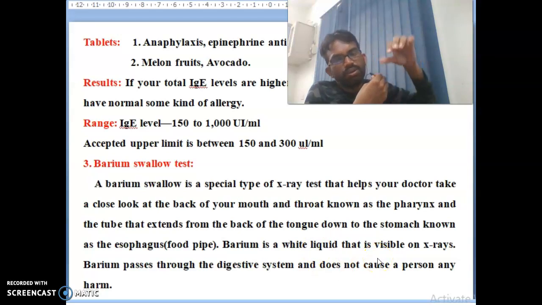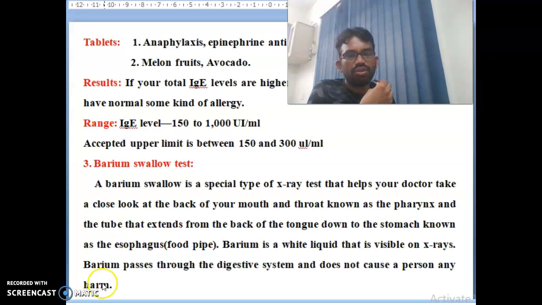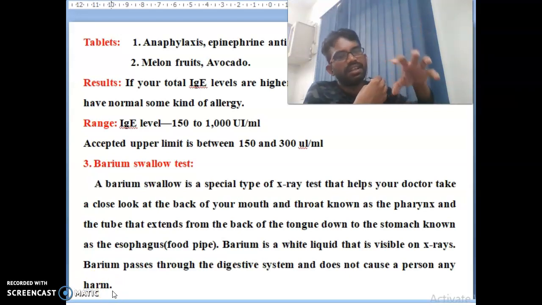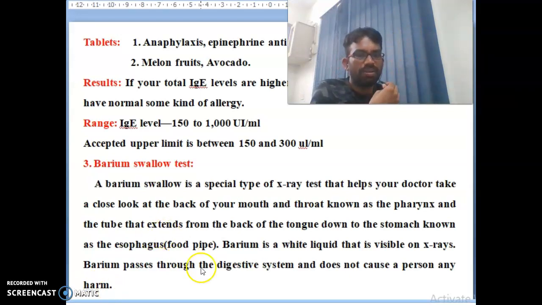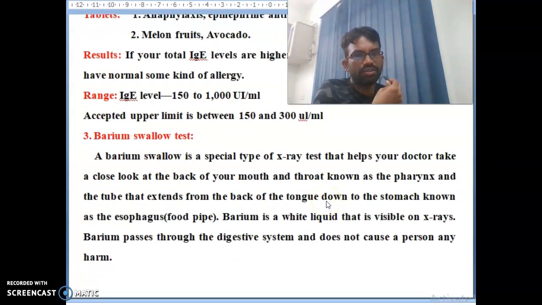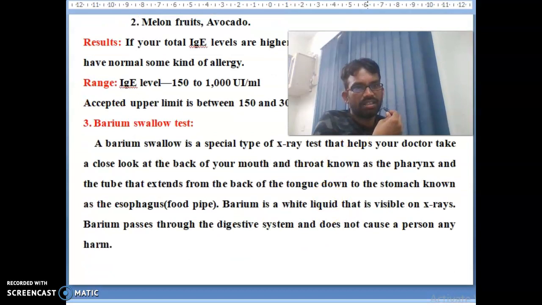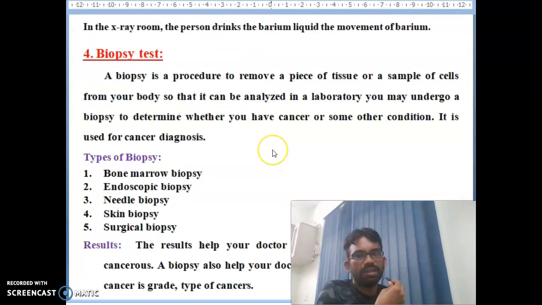The barium is drunk first, then it is absorbed and they apply X-rays, and they can find out how much our food pipe is infected, how much it is damaged, and what the major problems are that you can find out by the barium swallow test. The patient takes the barium into the stomach, then they find out the results. This is the brief introduction about the barium test.